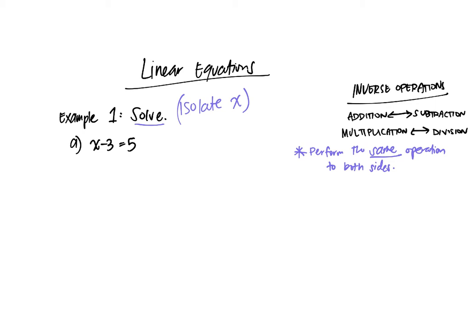First, we want to identify the operation that's being used. So that 3 I want to get rid of. And right now it's minus 3, so I know that's subtraction. What I'm going to do is do the opposite, which is addition. So I'm going to add 3 to both sides. Make sure, again, both sides is where you do it, the exact same operation. Now I'm going to simplify, so we have x equals 8. Now that I have x isolated, I know that x is equivalent to 8.